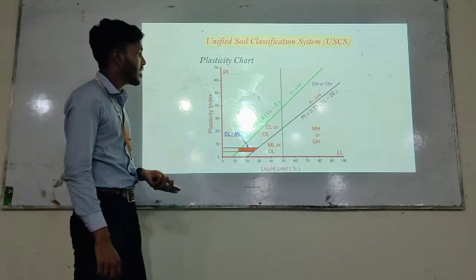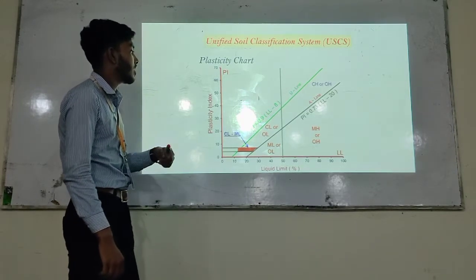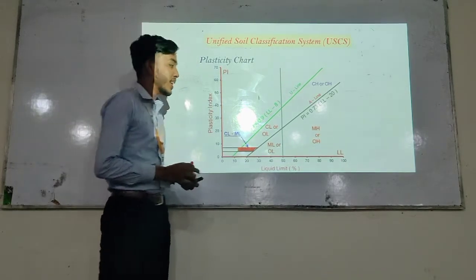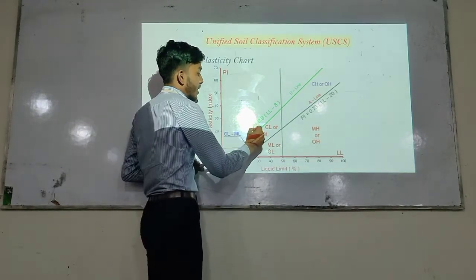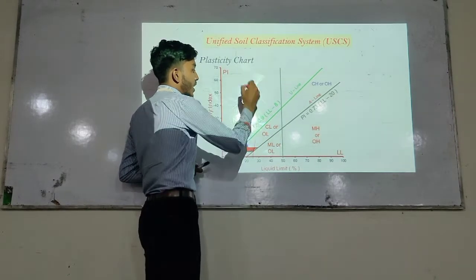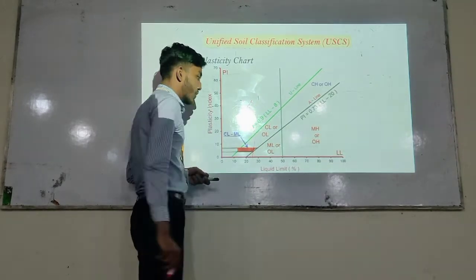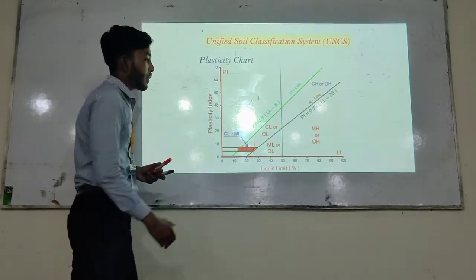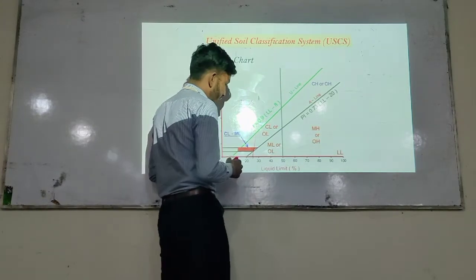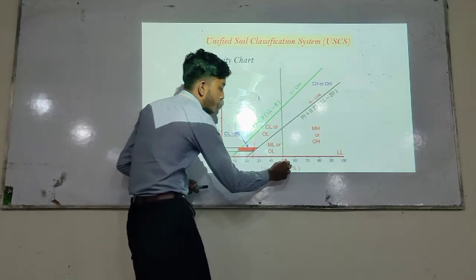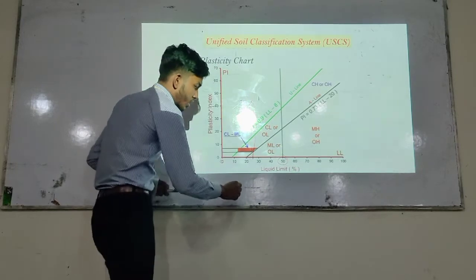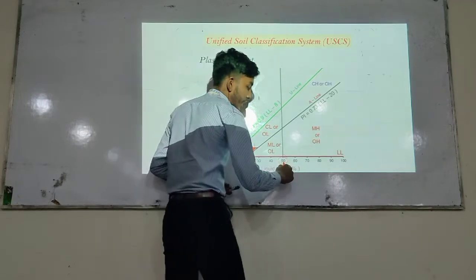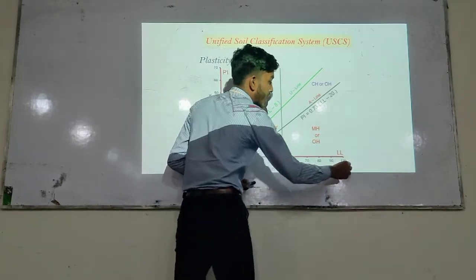The U line is the limit for classifying fine grained soil. If the plasticity index is beyond the U line, we can't say that it is fine grained soil. And there is the liquid limit. If we divide it by a perpendicular line, the first half will be 0 to 50, and the second half is 50 to 100.